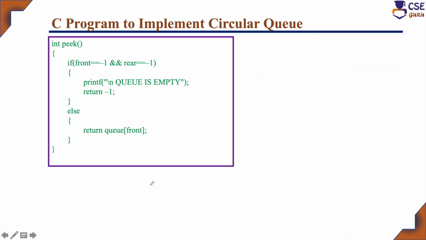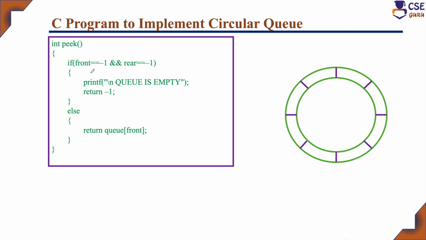Next is circular queue peek operation. So here also, before implementing the circular queue peek operation, we have to check whether the circular queue is empty.